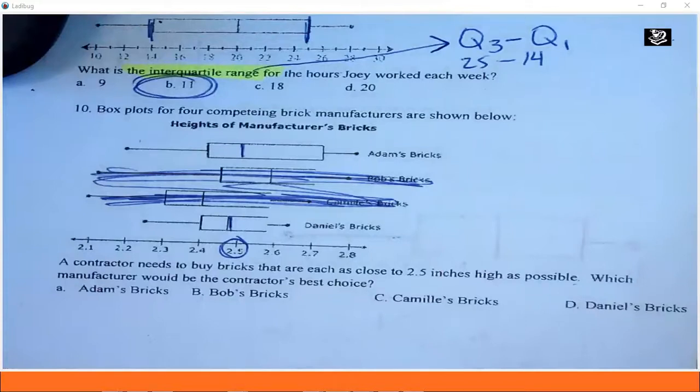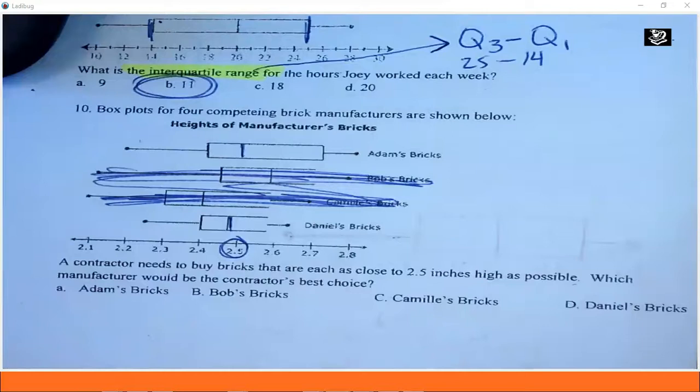Oh, it looks like it's kind of split. Raise your hand if you think Adam. Raise your hand if you think Daniel. Oh, okay. So what does this say? A contractor needs to buy bricks that are each as close as possible to 2.5 inches. If you buy from Adam, the middle brick is at 2.5, but Adam makes some bricks that are as small as what? 2.2. He makes some bricks that are as big as 2.8.